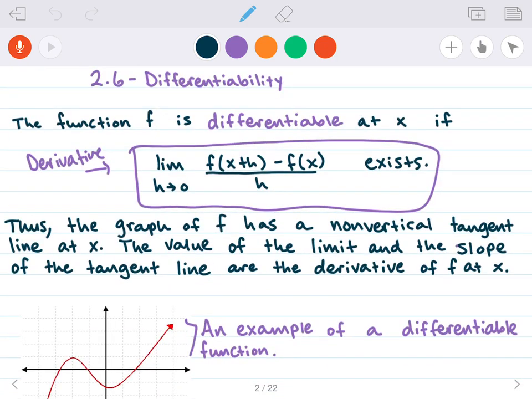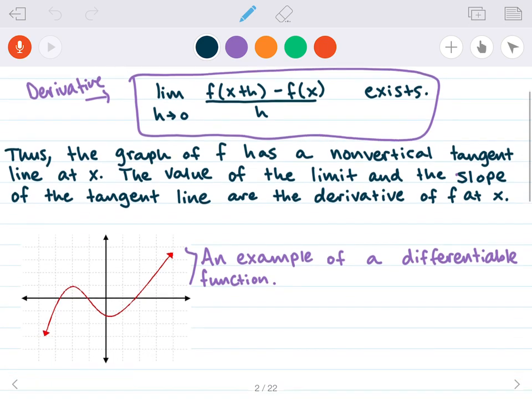So what does it mean for a function to be differentiable? All that means is that at every x value, the function has a derivative. In other words, the limit as h goes to 0 of f of x plus h minus f of x all over h exists. So the derivative exists. And so we're going to talk about three cases where the derivative fails to exist. But let's first look at an example of a function that is differentiable for every x.